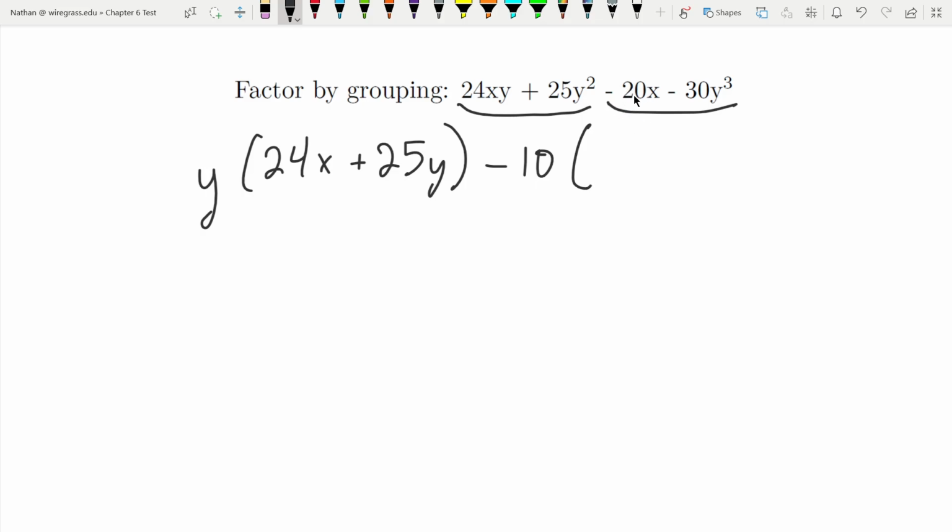So dividing this by negative 10 is going to be positive 2x. Dividing this by negative 10 is going to be positive 3y cubed. And you can see that these are not the same thing. So I need to go back to the drawing board and ask, can I do this differently?